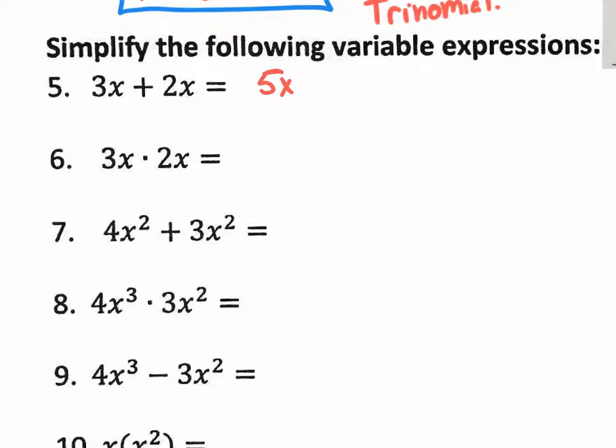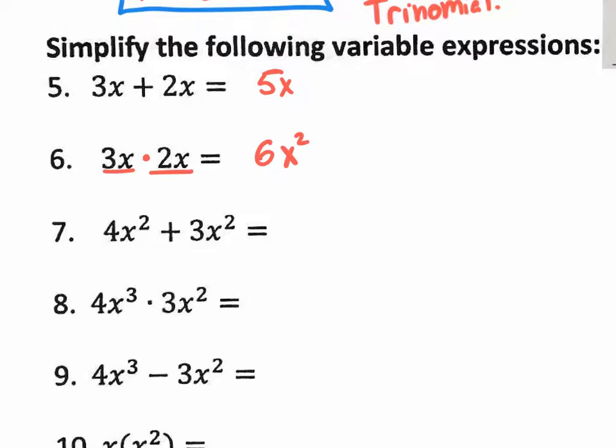We're not multiplying. If you were multiplying 3 times 2, look at the next one. The next one does say 3x times 2x. We are multiplying. So right there, 3 times 2 is 6, and x times x, that is x squared. Okay? Big difference. When you are adding or subtracting, exponents do not change. When you're multiplying, yeah, exponents change. Right here was x times x, that's x squared. After all, exponents really are multiplication.